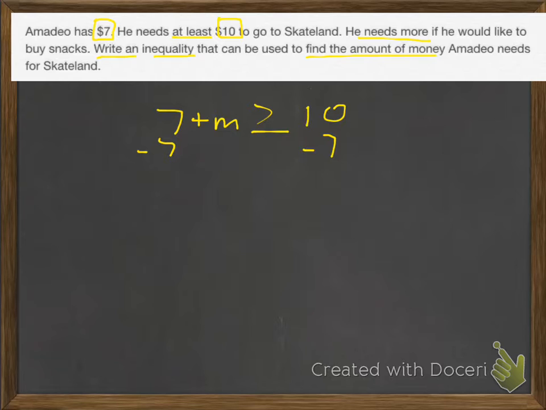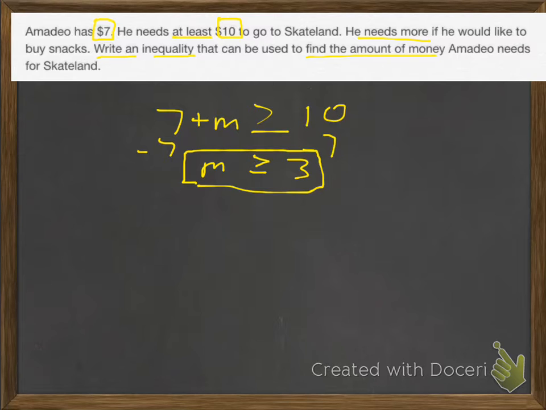So 7 minus 7 is 0, so I'm left with m is greater than or equal to 10 minus 7, which is 3. So now I have my solution: the amount of money he needs is at least $3. Now, m could be more than $3, the amount of money he gets, but it's going to be at least $3.